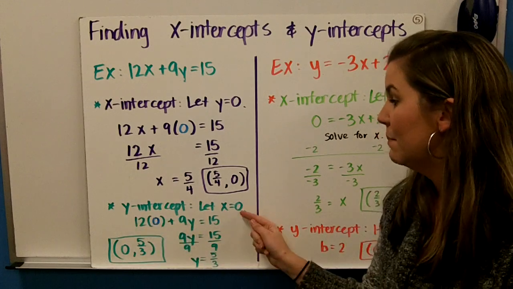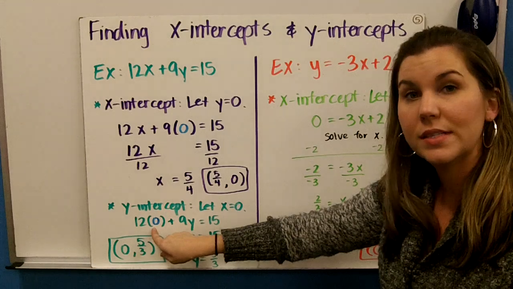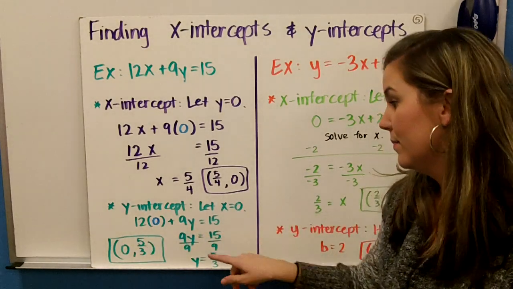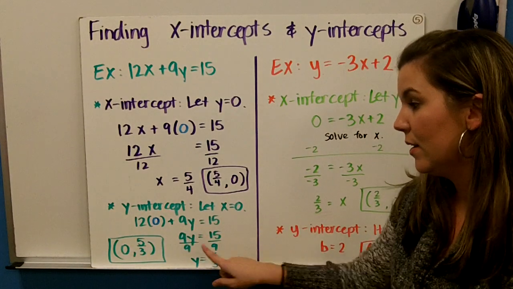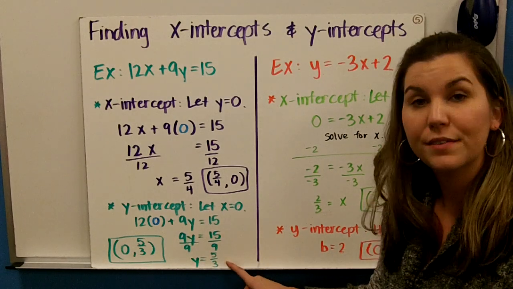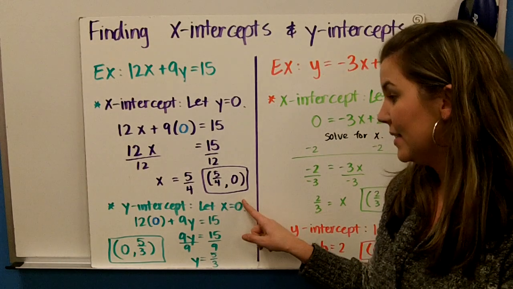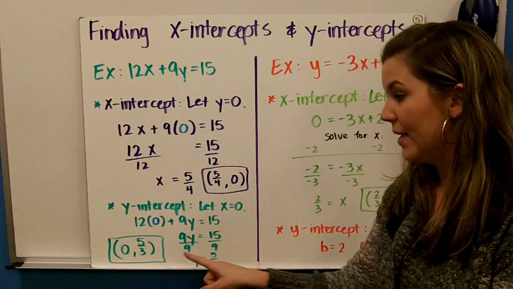Find the y-intercept. Make x 0 in the original equation. Take this x out and put a 0 instead. 12 times 0 is 0. So we have 9y equals 15. To get y by itself, we divide both sides by 9 and simplify. 5/3. Again, write your answer as an ordered pair. X is 0 this time, and y is 5/3.